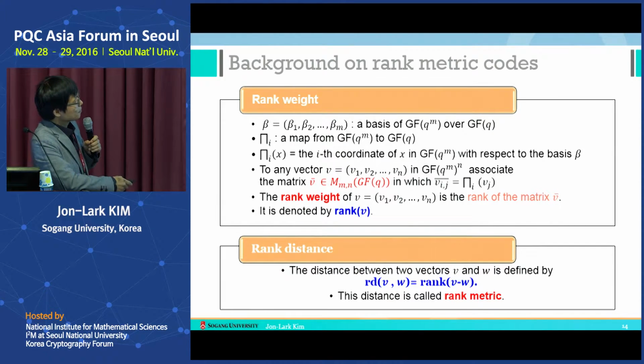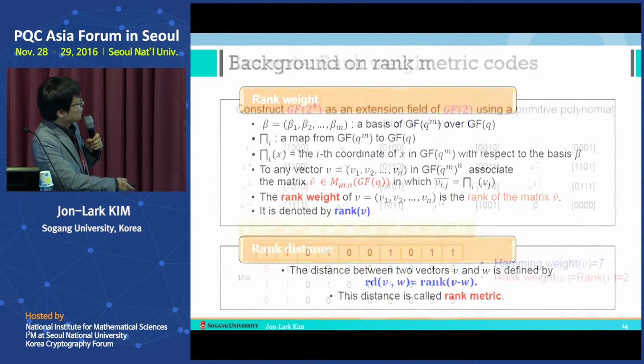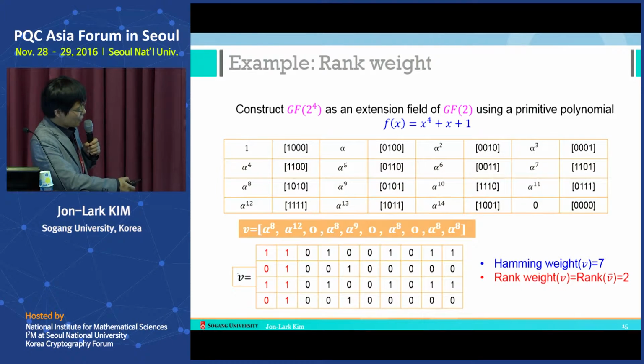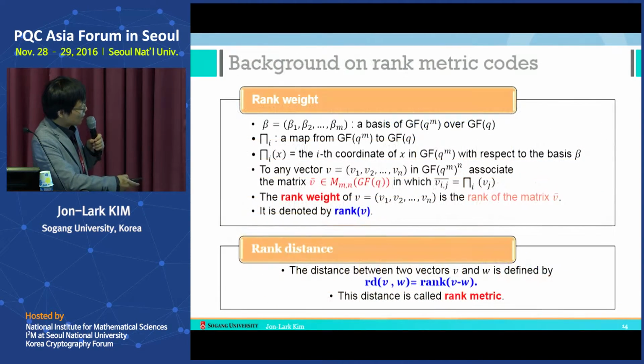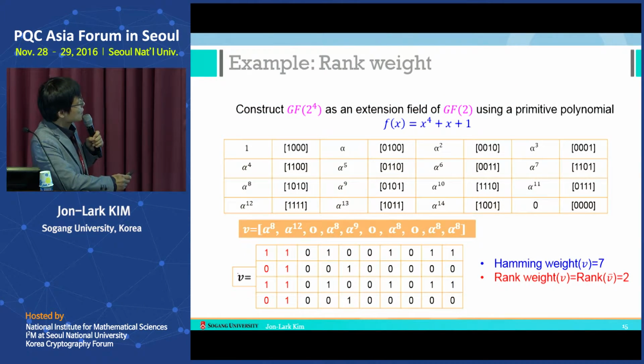It's a little bit confusing, so here is an example. Because of this definition, it's enough to understand just the rank of V, some vector, instead of the distance between two vectors, since the distance between two vectors is exactly the same thing. So what is the rank of a certain vector explicitly? Here is GF(2^4) as a 4-tuple over GF(2). So there are 16 elements, and we represent each element as a binary 4-tuple.